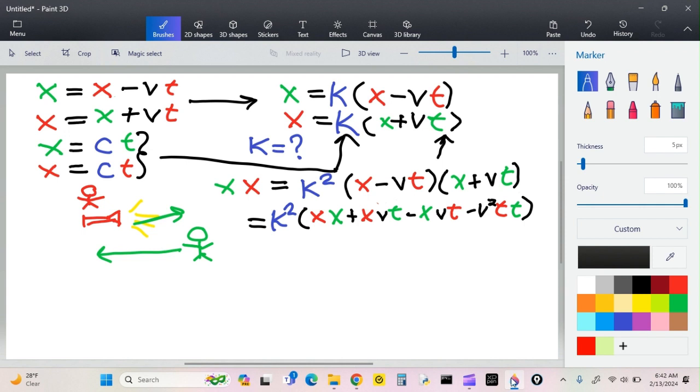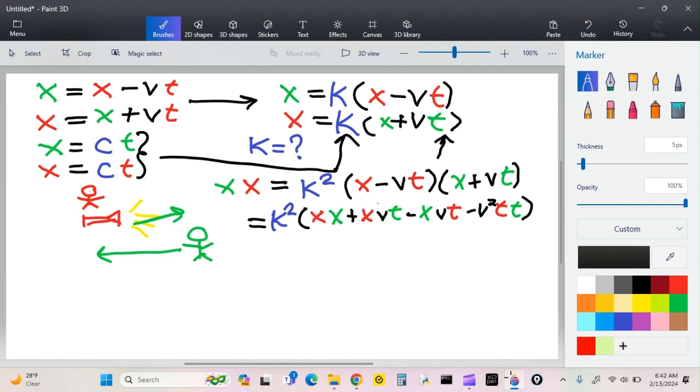And now you have to know how to multiply binomials. So maybe that isn't something you really liked in school, but we've got to do it here to prove a point. So here's the x times the x. Here's the x times the vt. Here's the vt times the x, and that's a minus sign. And here's the vt times the vt. Now, keep in mind, the reds and the greens are separate. They're not the same. They're from different perspectives.